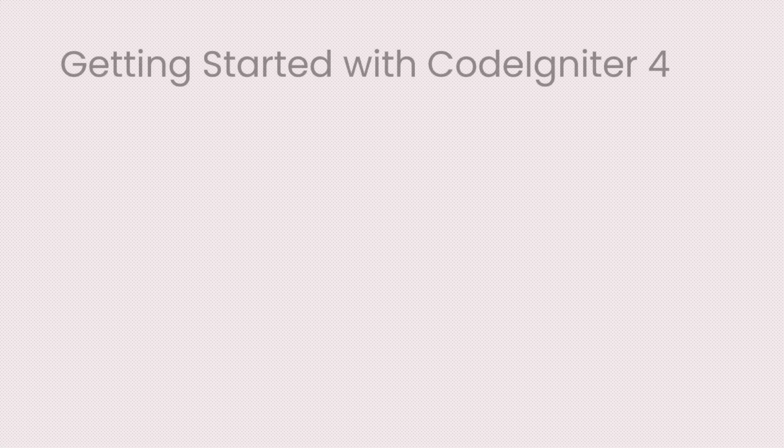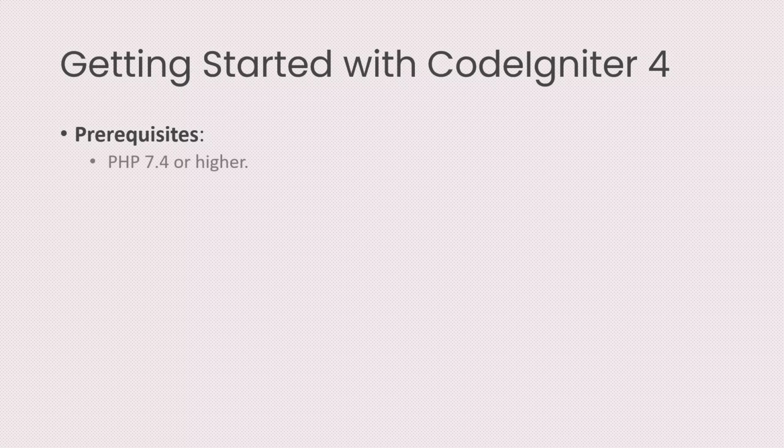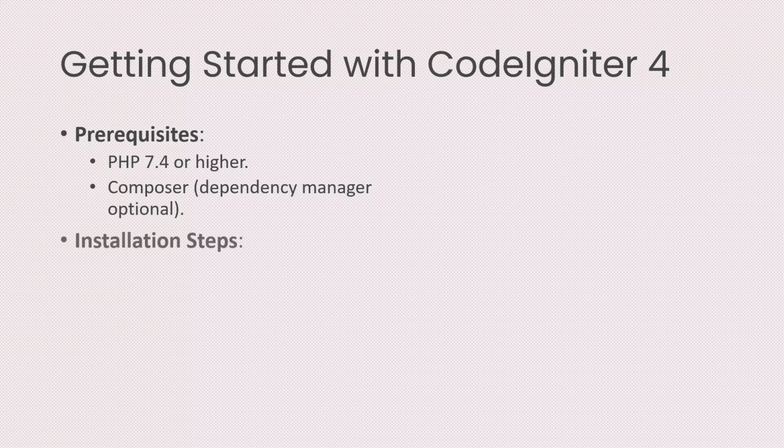Now let's walk through the installation process. I will not show you completely right now in this video, since it is a basic intro of CodeIgniter. You need to have a PHP version which is 7.4 or higher and Composer installed. Composer is optional, though. If you have Composer, you can open your terminal and run the command composer create-project codeigniter4/appstarter project-name. You can give it any name. This will download and set up CodeIgniter 4 in a new folder called project-name.